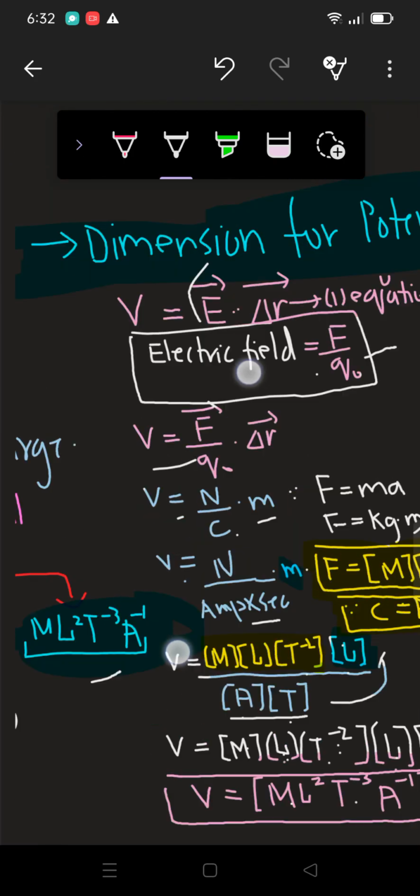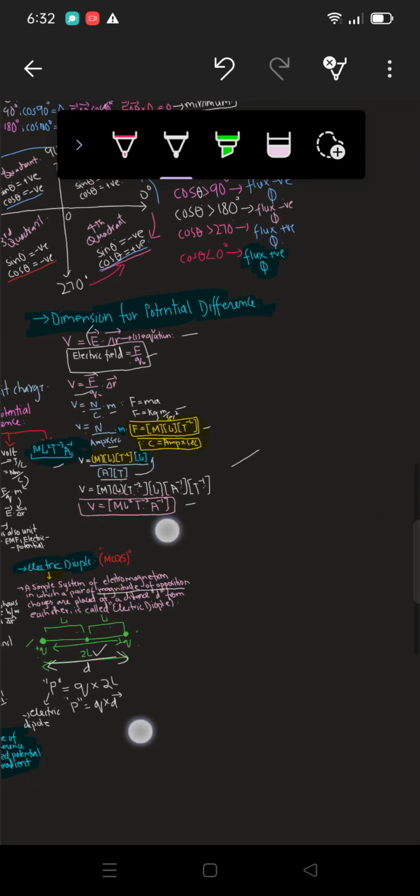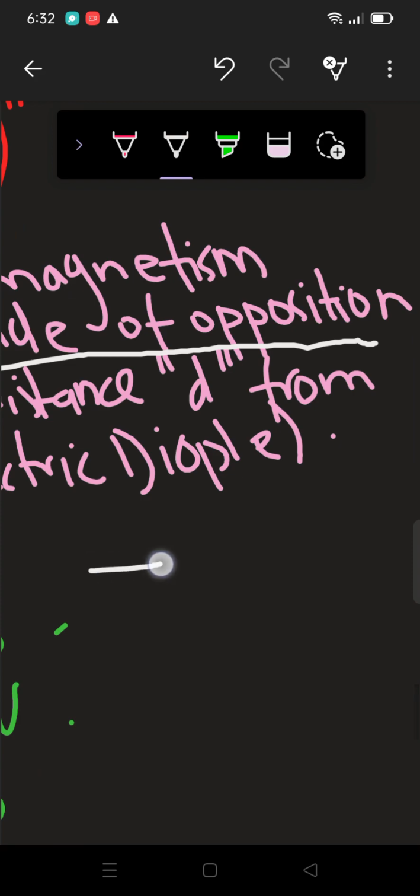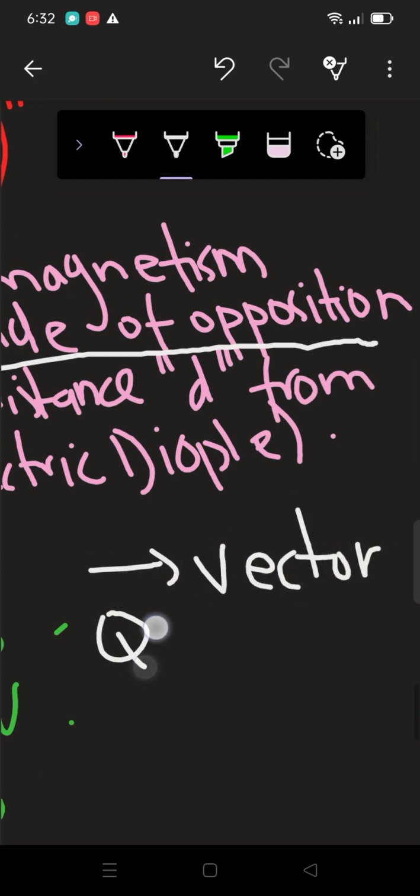This is the final formula of the electric dipole. And let me tell you, electric dipole is a vector quantity. It is a vector quantity.